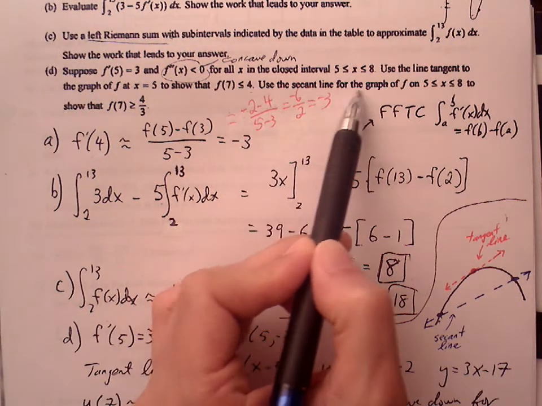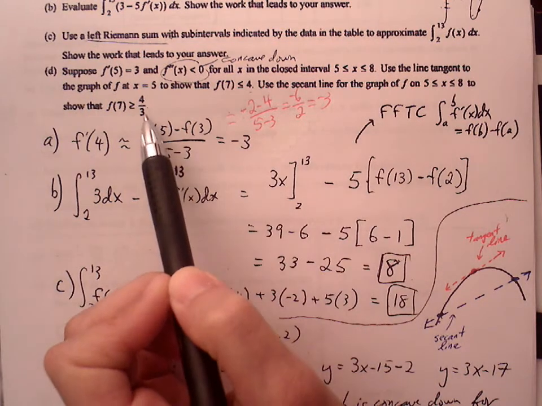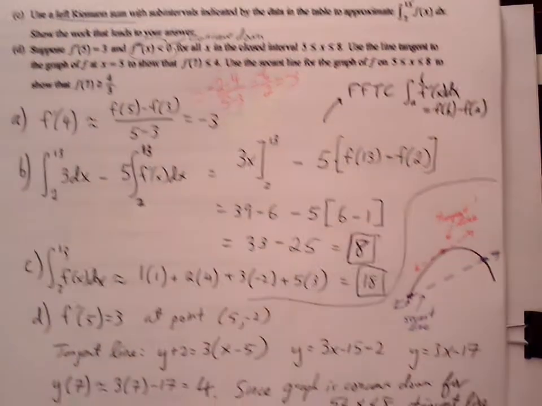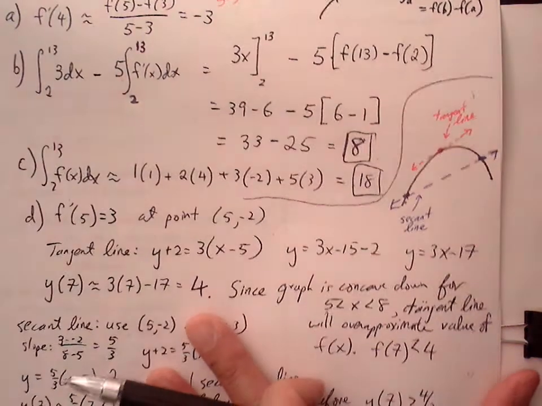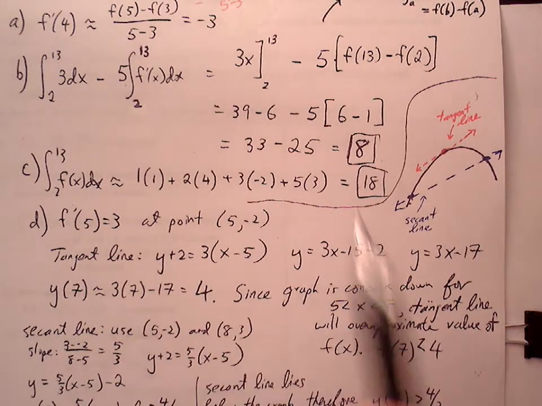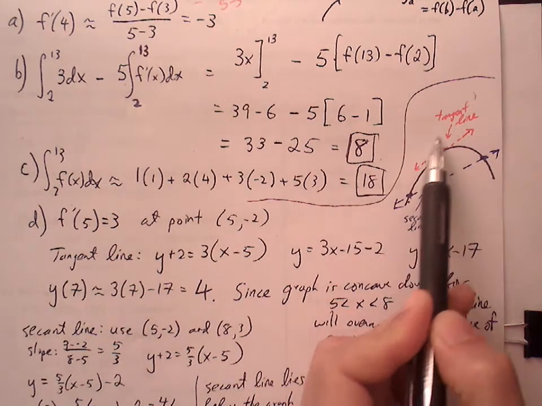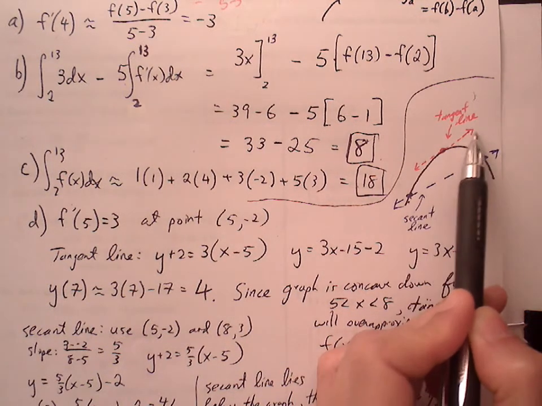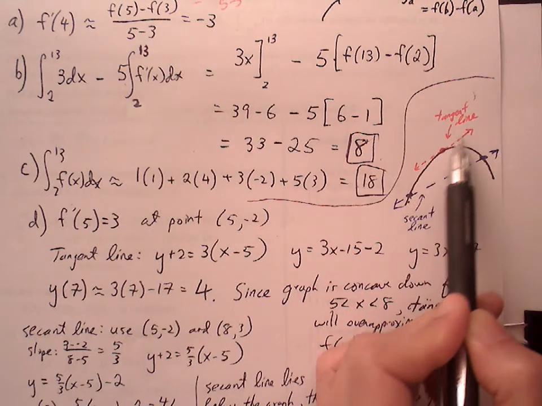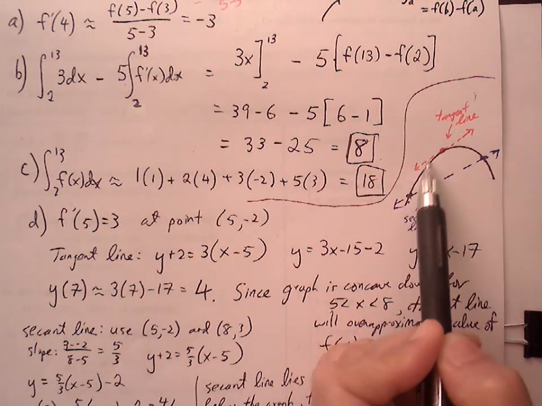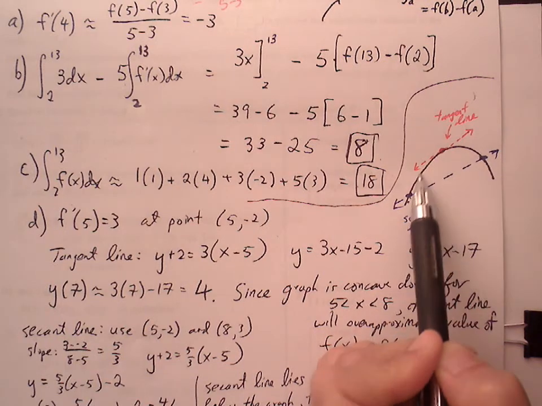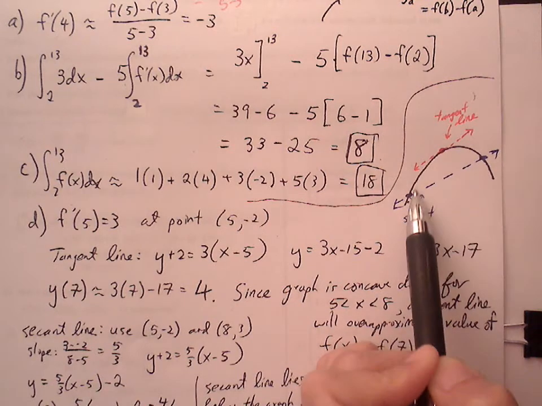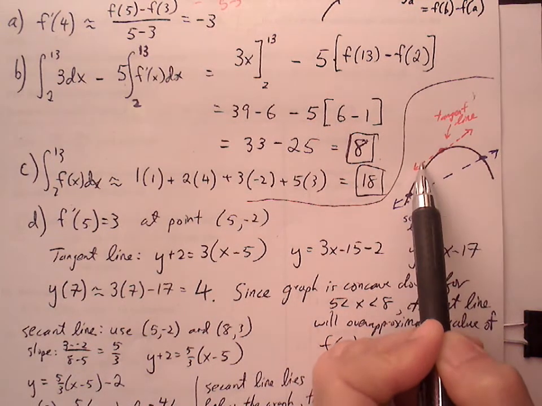Use the secant line to show that f of 7 is greater than or equal to 4/3. Okay. So one thing that I want to point out before we move on to the details from Part D is if you have a curve that is concave down, the tangent line is always going to over approximate the actual point on this curve, because it's going to sit nicely above the curve because of the way that this curve is shaped, right? It's concave down. So that's one property to keep in mind.